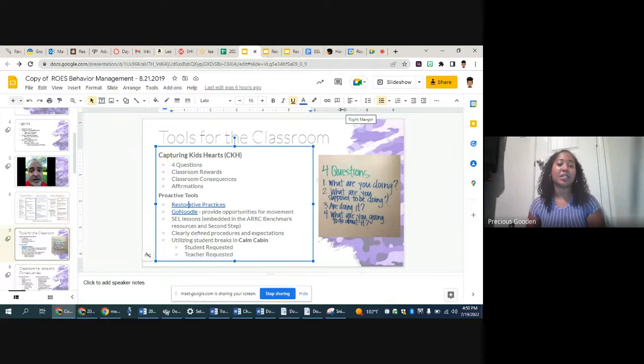SEL lessons, those are also in the drive where you can access that. Clearly define procedures and expectations, utilizing student breaks in the Calm Cabin. The Calm Cabin is not just for kiddos who are having severe behavior needs. It's also for kids who need breaks. So if a student requests to go to the Calm Cabin because they need to decompress or they're just having a rough time and need a restart, go jump on the trampoline with Miss Runquest, then by all means, let them go. It's student requested and teacher requested.